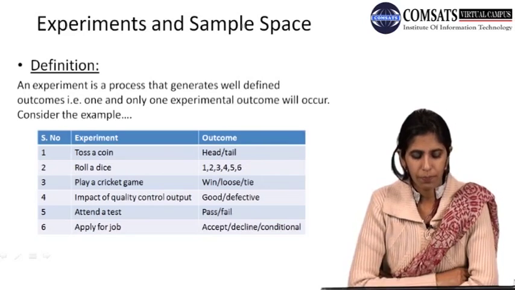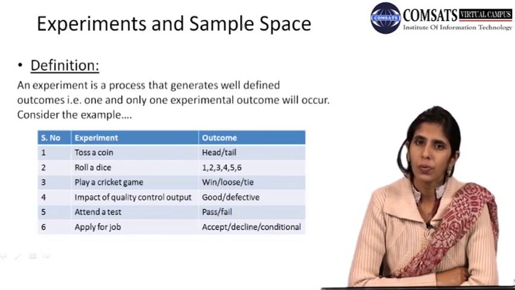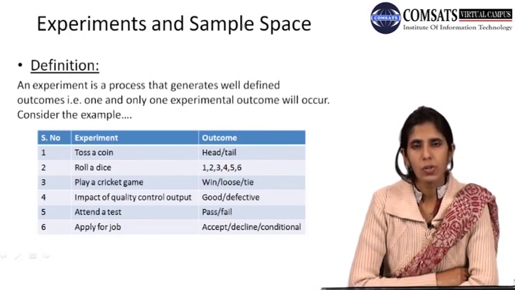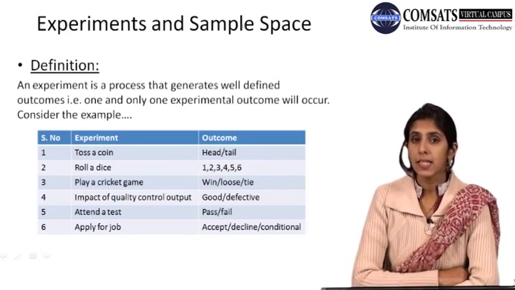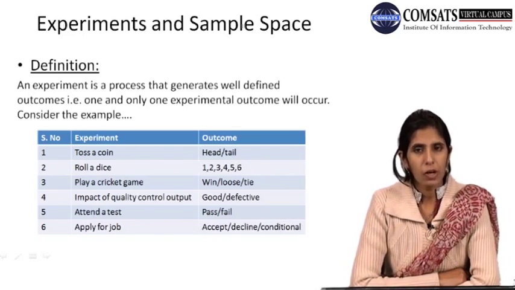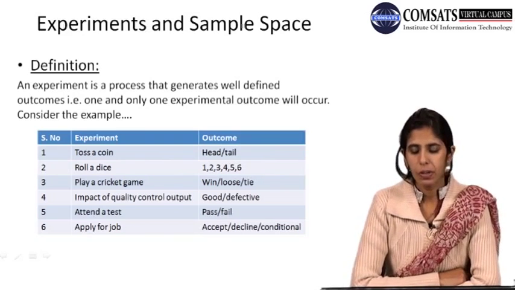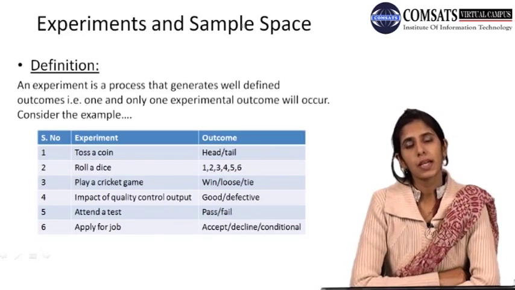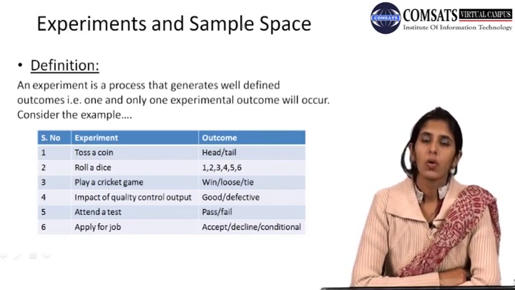Another type of experiment, look at this slide. This is attending a test. If you're attending a test, two outcomes are possible: you clear it or you cannot clear it. So passing and failing are two possible outcomes of attending a test. Then again, applying for a job. Another experiment, which is more subjective in nature, where multiple outcomes can be taken, but at a time only one outcome will be shown. When you're applying for a job, either you are selected for that job, or you will not be selected, or you will be selected on a conditional basis. So three outcomes might be there, but only one is presented.